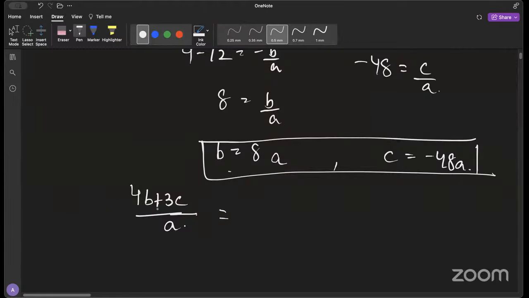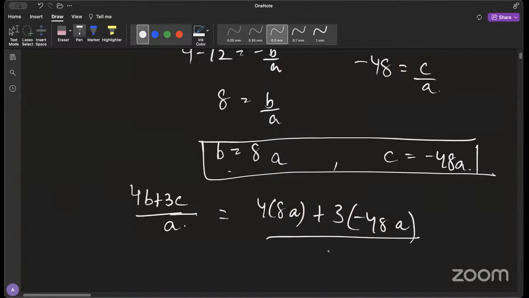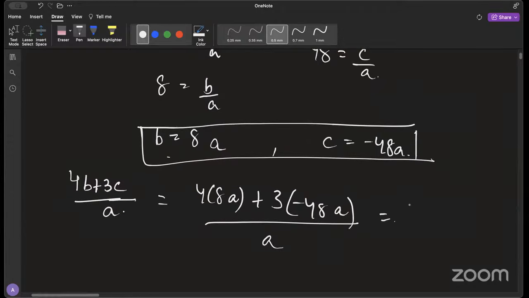So this value will be 4b, which is 4 times b in terms of a, and 3c is going to be 3 times c in terms of a, all by a. So a we take common, and then here you'll be left with the final number.